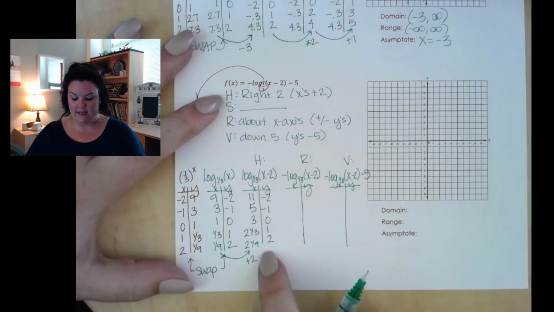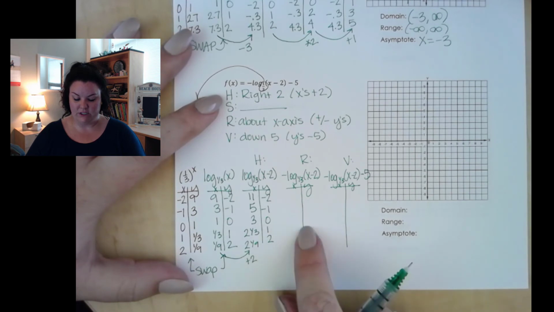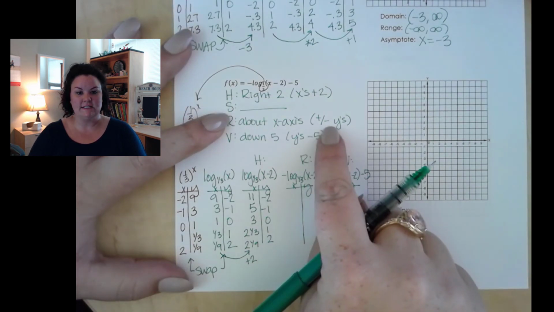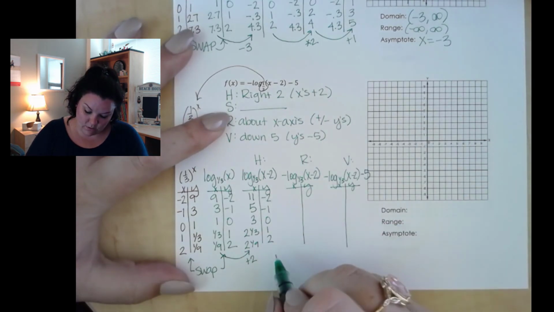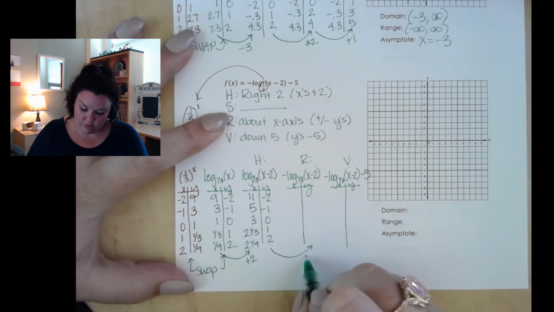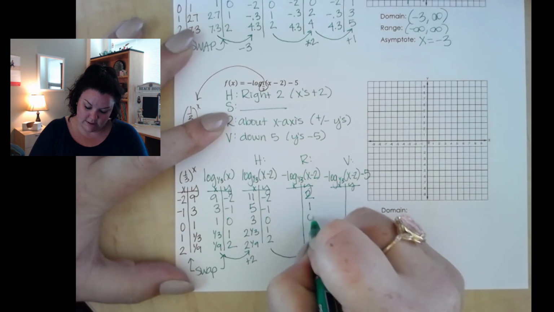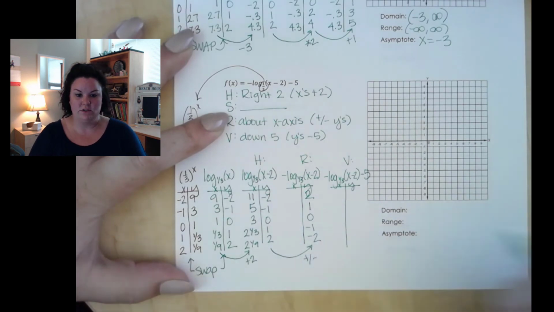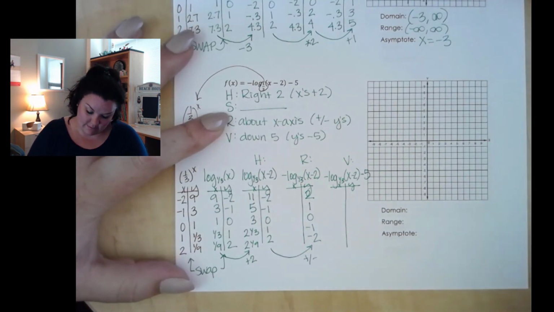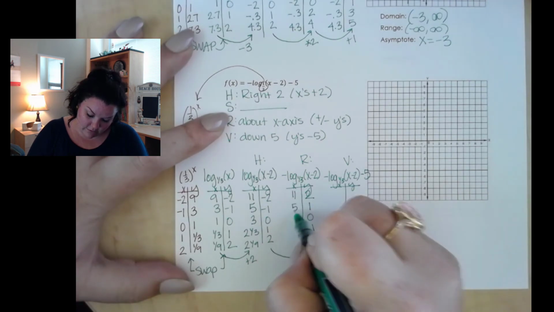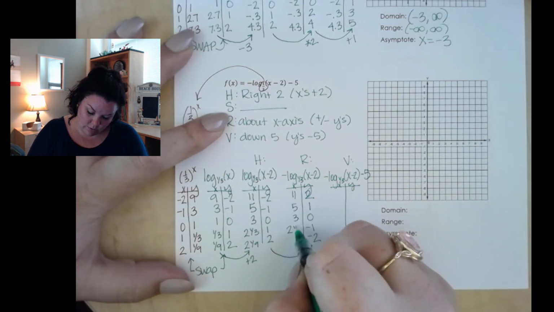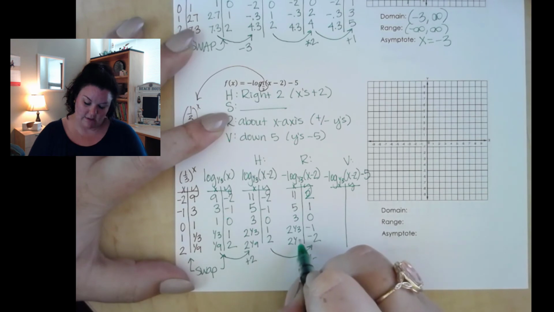And then I go ahead and do my next one, which is my reflection, which says that I need to change the signs of my y's. So I take the y's from my previous table and change their signs. So I end up with 2, 1, 0, -1, -2. And my x's stay the same: 11, 5, 3, 2 1/3, 2 1/9.